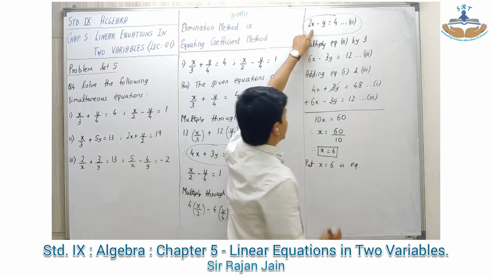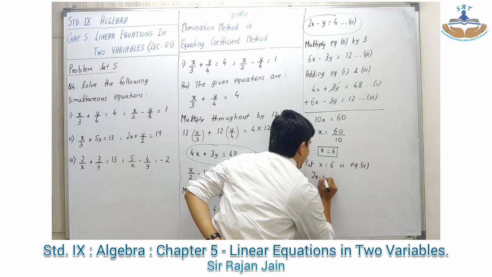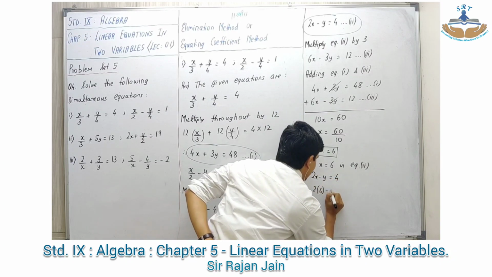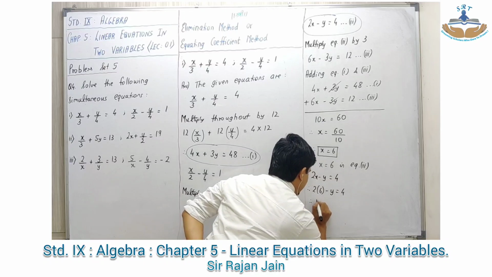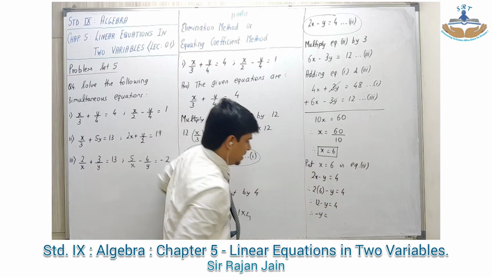Okay, let's put it in the second equation. What will I get? Look here. I'll say 2x minus y is equal to 4. So 2 into 6 minus y equal to 4. 12 minus y equal to 4. Minus y will be 4.